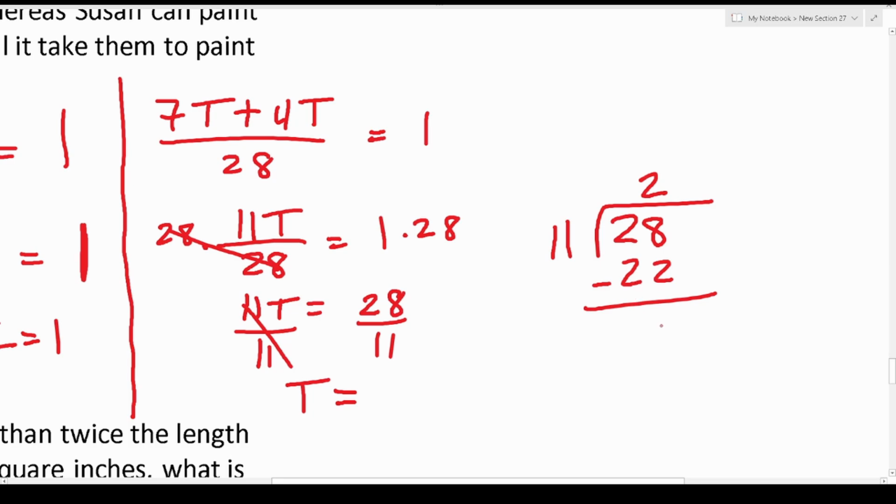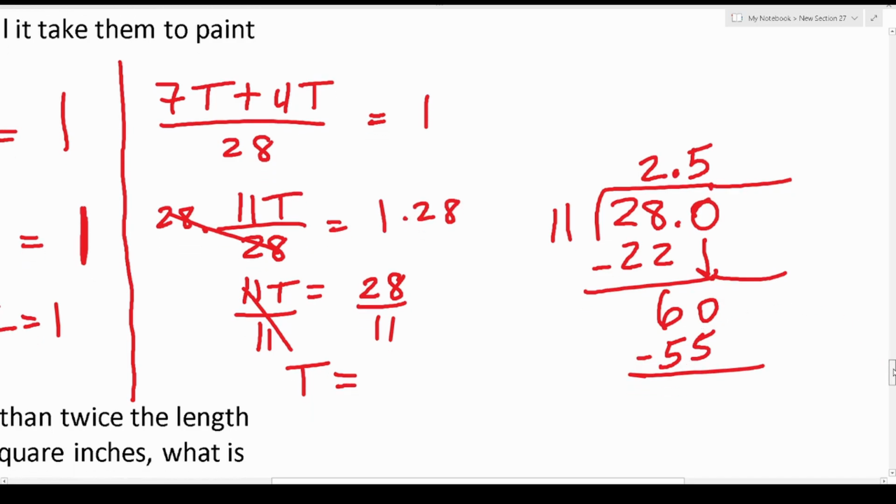28 minus 22 is going to be 6. And of course, now we can add a decimal place and a 0 placeholder, which will enable us to drop down this 0 and bring this decimal up here. How many times does 11 go into 60 without going over? That's going to be 5 times. 11 times 5 is 55.